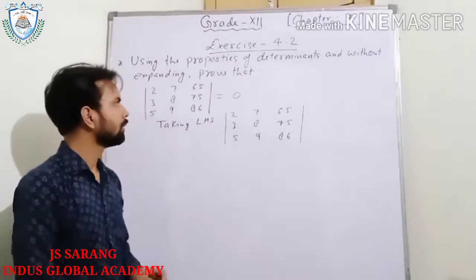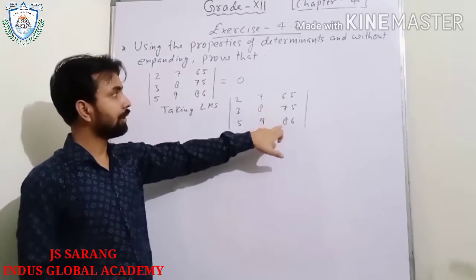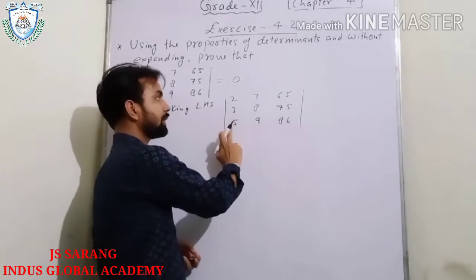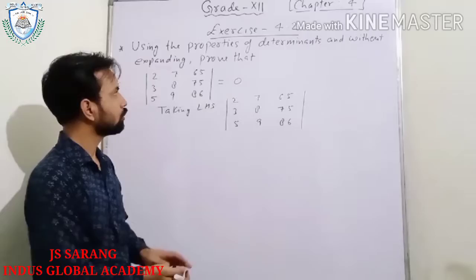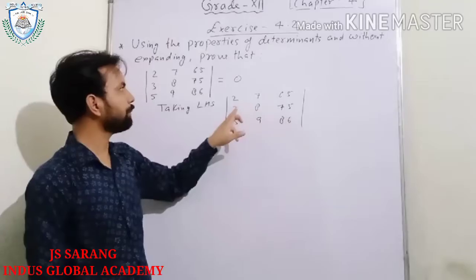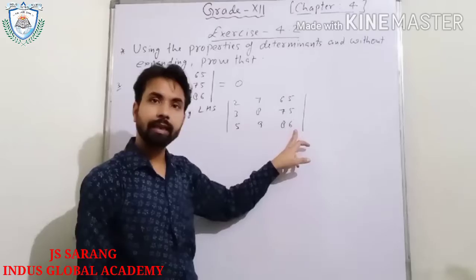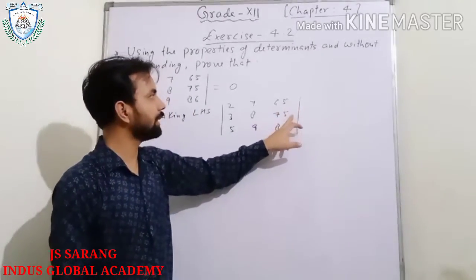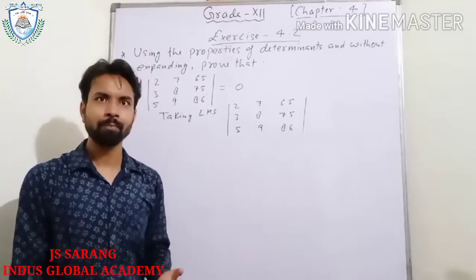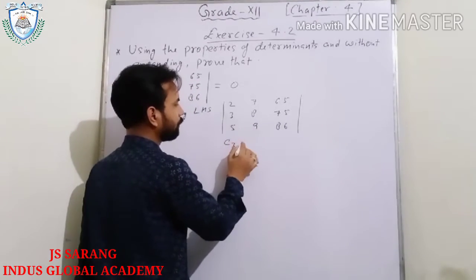What will we do to prove this? So see, 65, 75 and 86. If we subtract C1 from C3, what will we get? 65 minus 2, we will get 63. 75 minus 3, we will get 72. 86 minus 5, we will get 81. So 63, 72 and 81 all are the multiples of 9. Is it clear? Okay.